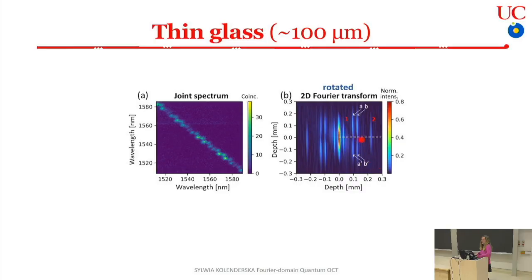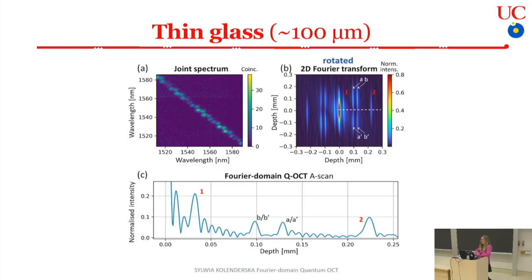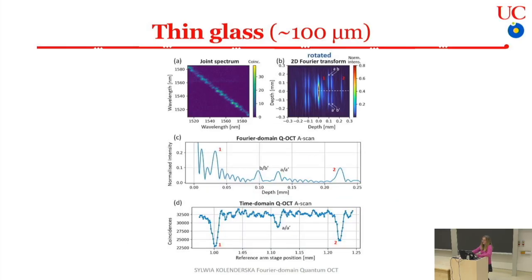These are the artifacts, and they are not at the diagonal. That's why we know they are artifacts. They are very close to the diagonal, actually. That's why when we extract the A-scan, we can see their traces, and they are quite pronounced. When we compare to the time domain A-scan, we see just one artifact. Like I told you, there's only one artifact for the time domain approach.